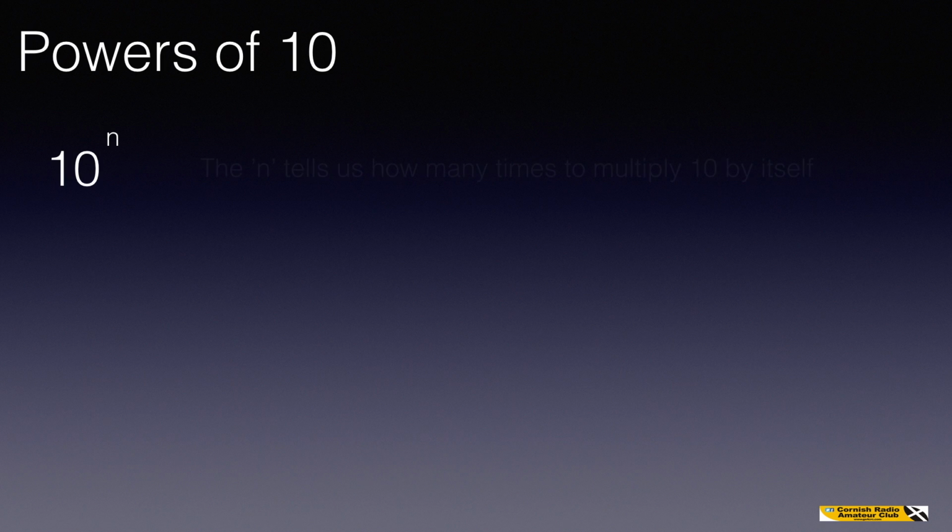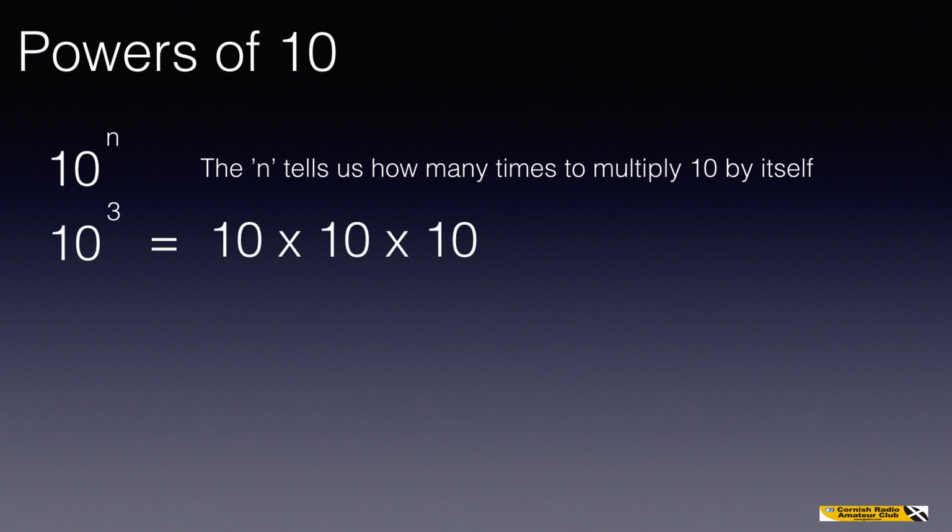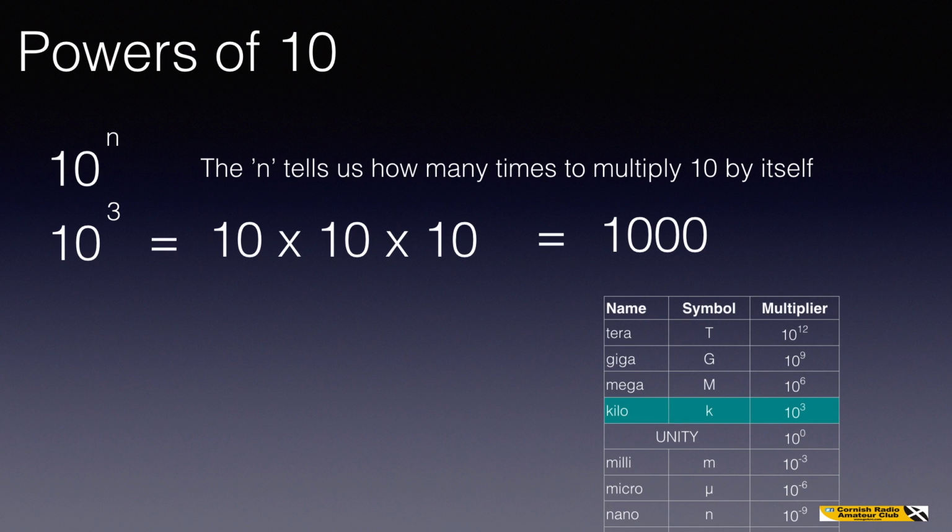So, for example, we might have 10 to the 3. And 10 to the 3 would be 10 times 10 times 10. In other words, 3 times. And that would be 1,000. And if we have a look at the list there, yes, that makes sense. We know that 1 kilovolt is 1,000 volts. And we would start to get au fait with the fact that that's 10 to the 3 volts.